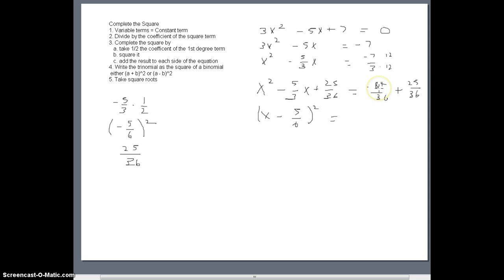We can add the -84/36 to the 25/36. -84 plus 25 would give us -59/36.